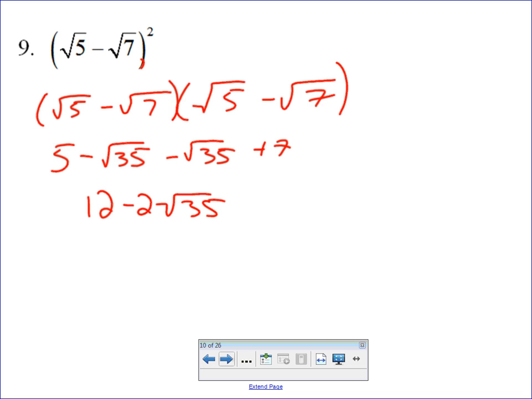Remember, by definition, any square root times itself is the radicand. So the square root of 5 times the square root of 5 is 5. The square root of 7 times the square root of 7 is 7.